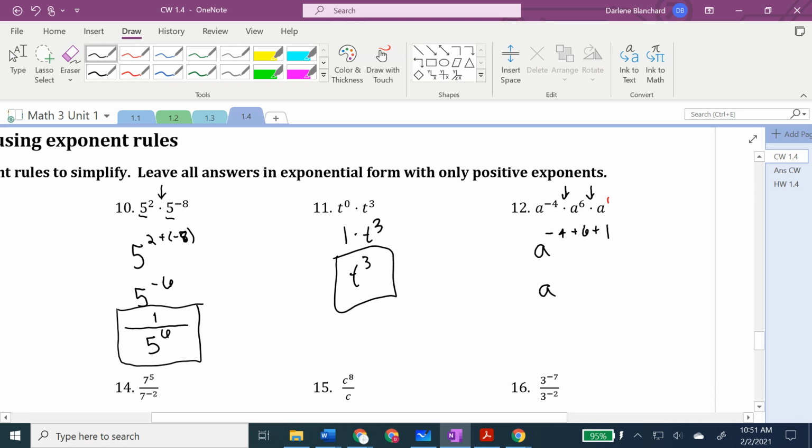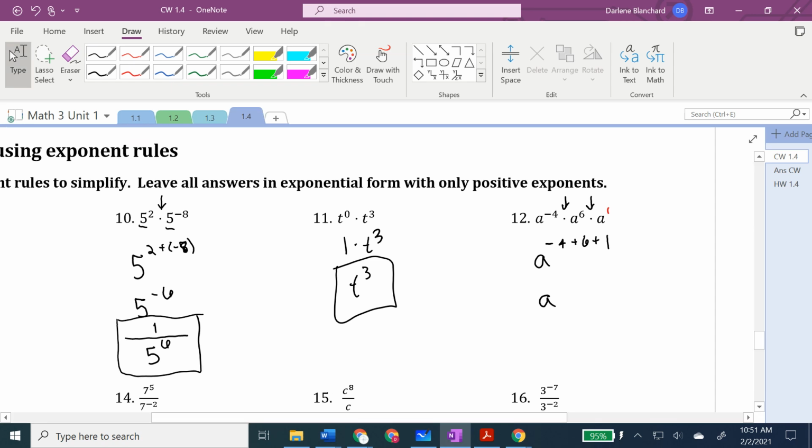And then adding this together gives us negative, yes, -3. I'm double checking my arithmetic. But we don't want to leave an answer with a negative exponent. So we write it as 1 over a to the positive 3 power.